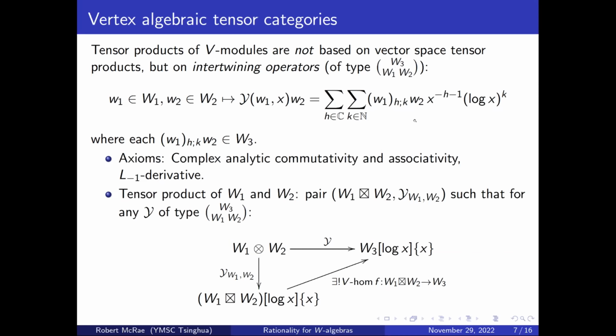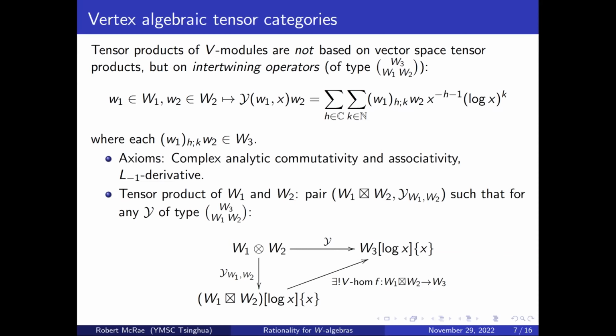And we allow the series to be much more general than just a formal Laurent series. We allow complex powers of the formal variable and also finitely many positive integer powers of the logarithm of the formal variable. So these intertwining operators satisfy properties similar to the vertex operators for a VOA and its modules. There's again some kind of complex analytic commutativity and associativity property.